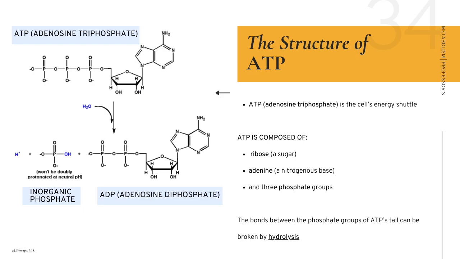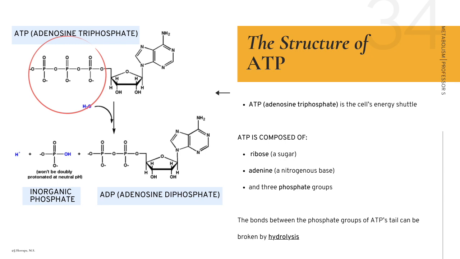Let's take a minute to remember the structure of ATP. ATP stands for adenosine triphosphate. ATP is composed of, and you should know this, a ribose sugar, which is also a pentose sugar, an adenine nitrogenous base, and 3 phosphate groups to make that triphosphate.